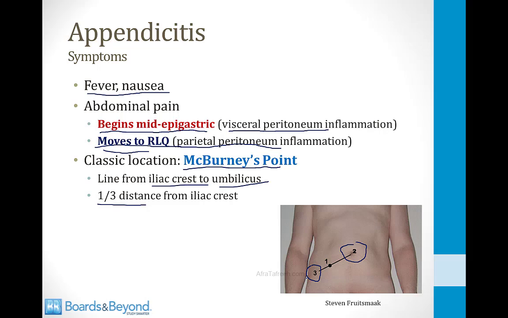If you draw a line between those 2 points and go 1/3 of the distance from the iliac crest, that is point 1 here, and that is McBurney's point. And that is where the pain of appendicitis will localize to once the parietal peritoneum becomes inflamed and the symptoms move away from the initial epigastric region.